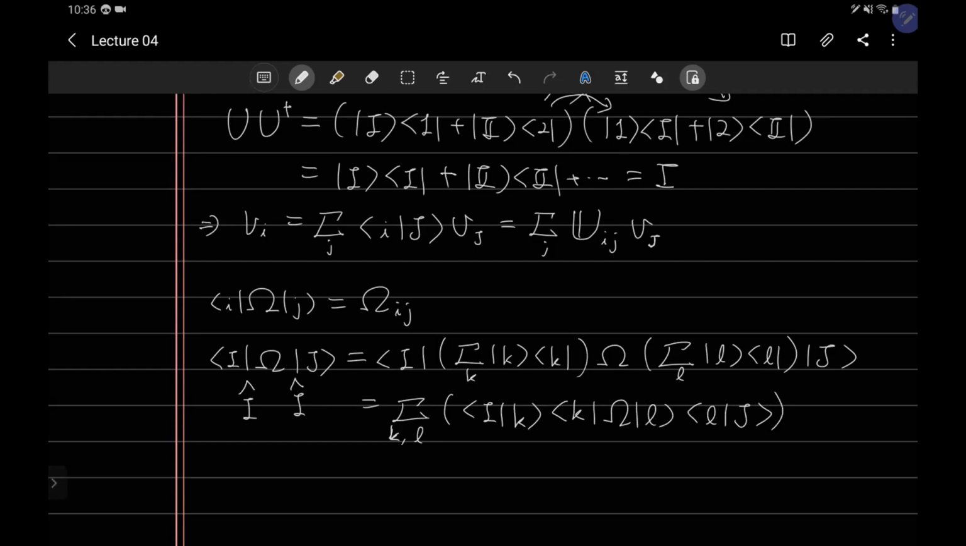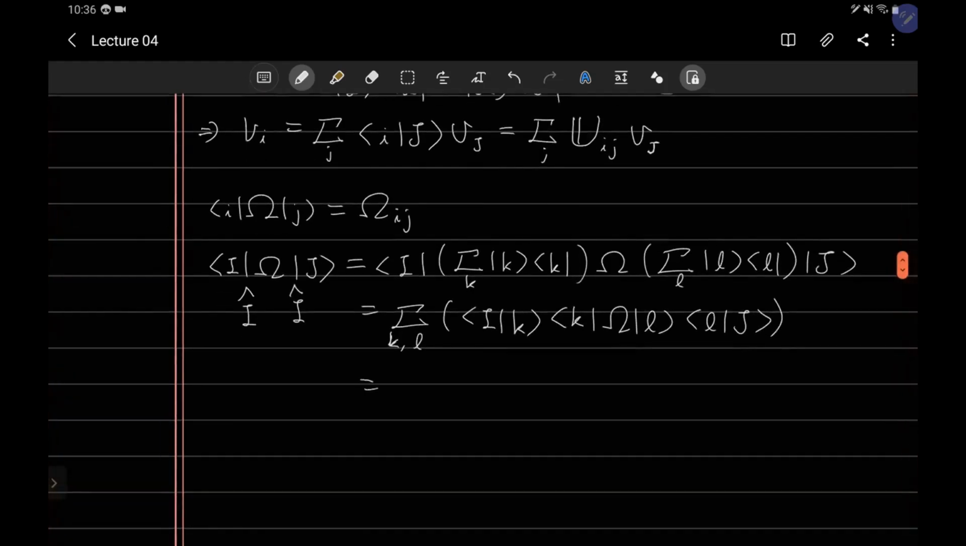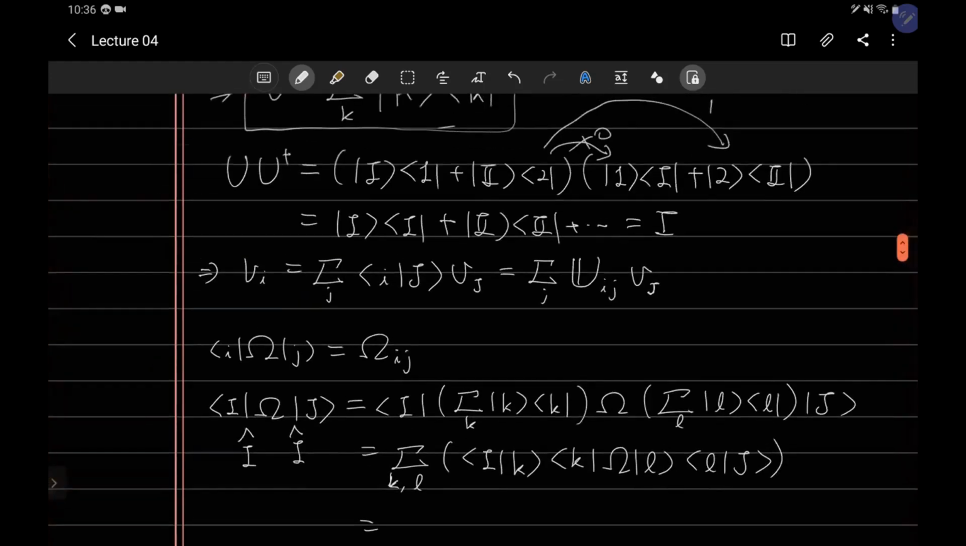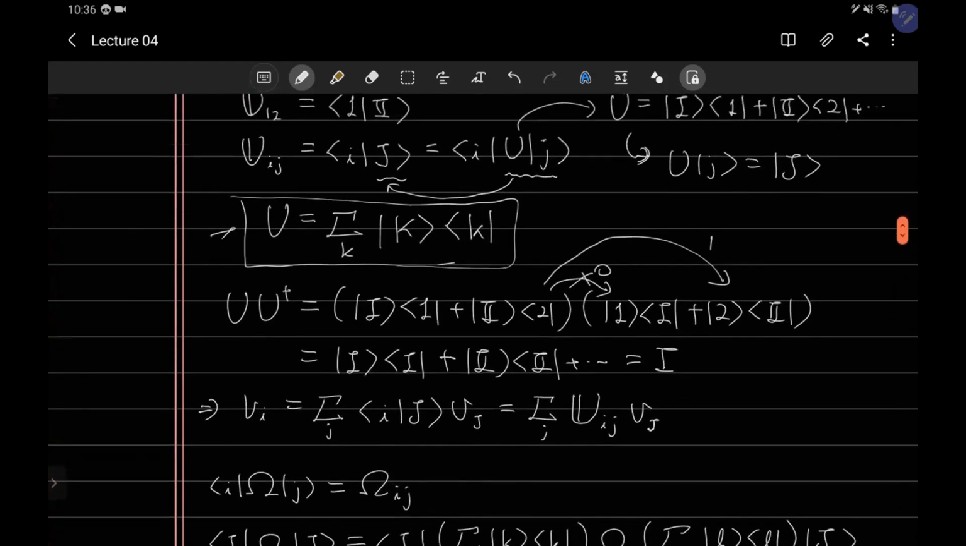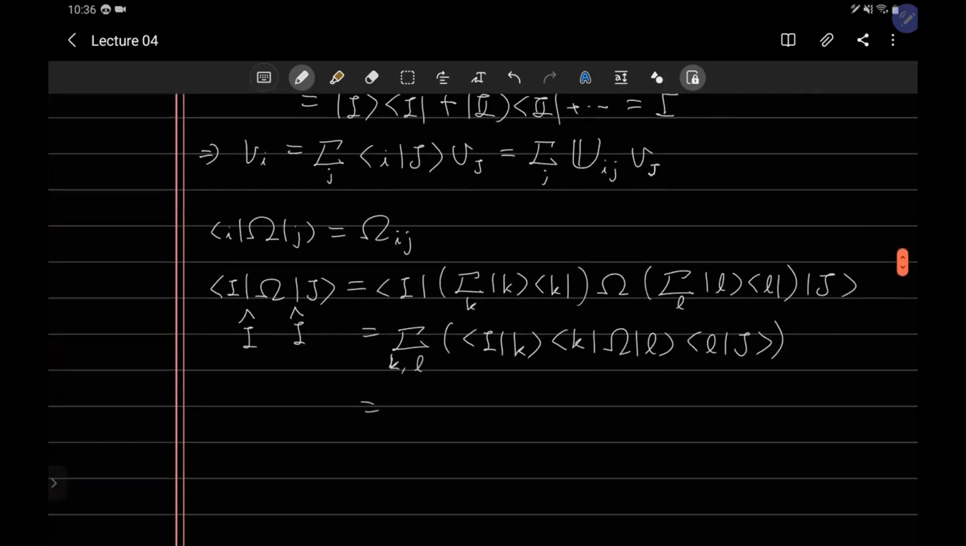And then I know that this component Lj is the component of this one. So we can also represent this one as Lj. And what about this one? It is the complex conjugation of this one.